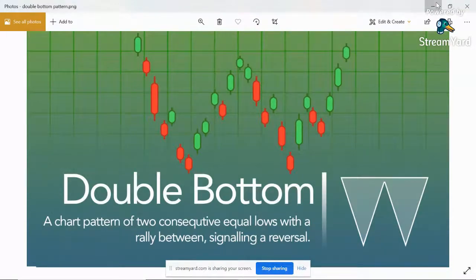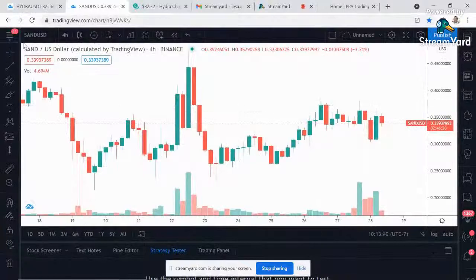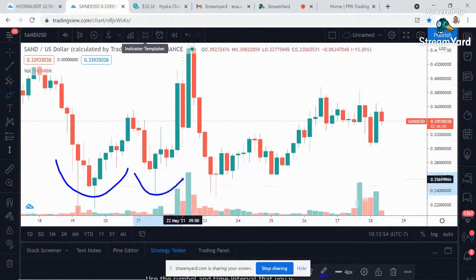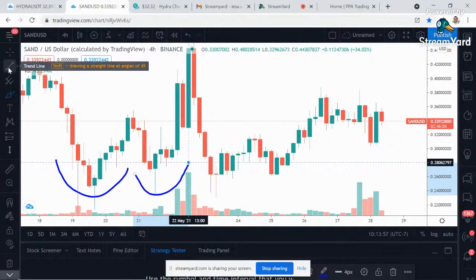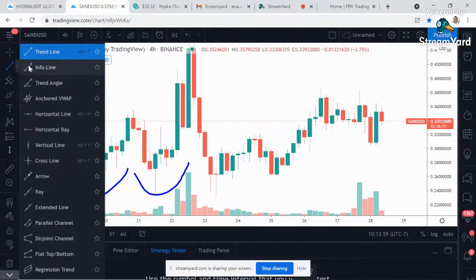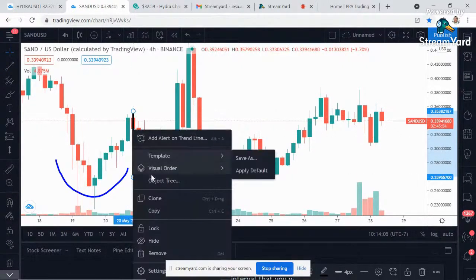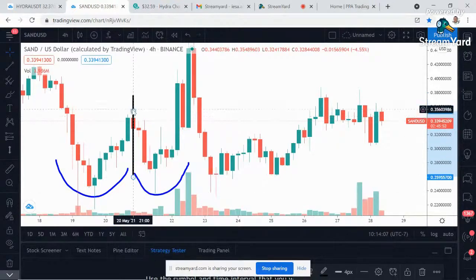I do have two charts that I'm going to show you. The first one is SAND, a cryptocurrency right now with quite a few double bottoms forming. I wanted to show you the 4-hourly chart. We're just going to draw two little double bottoms right here, then take this move and measure it from the bottom to the top. Then we copy this over and see how far it's going to go.